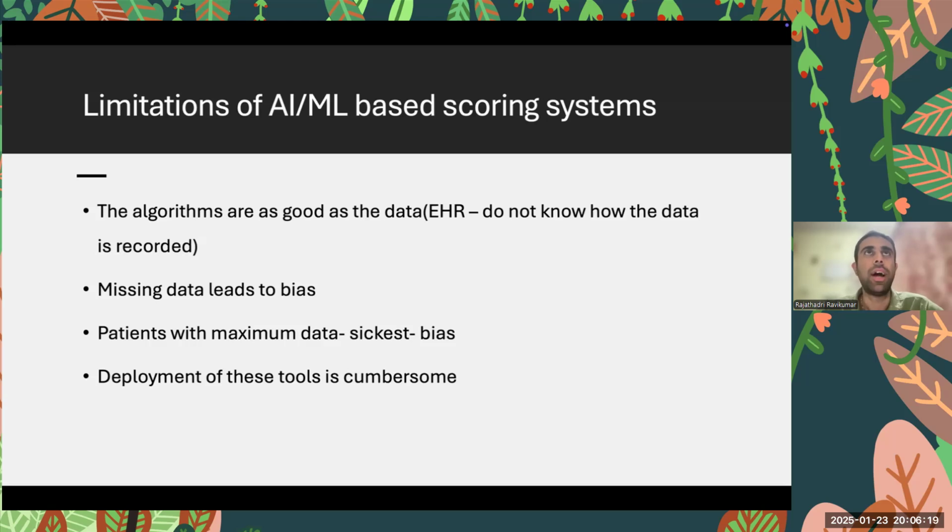So suppose I have a simple postoperative patient in the ICU. I do not do an ABG, so I do not have pH. The pH is used in the algorithm, so I don't have the data of those patients. So deployment of these tools is also very cumbersome.